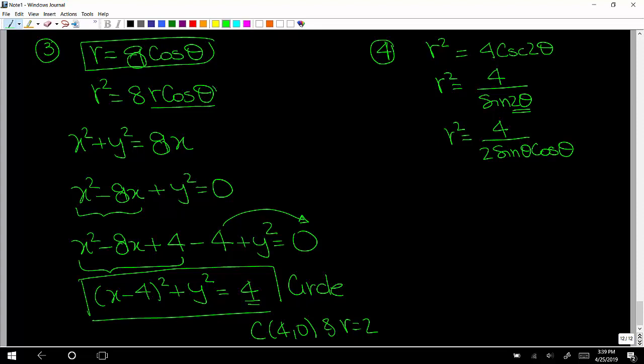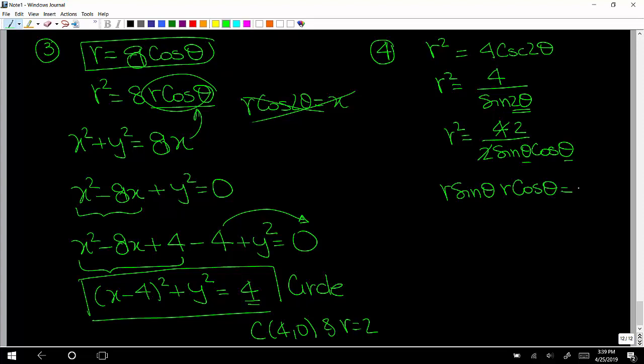You know that this is x. It's not r of cosine of 2 theta is x. That's not what it is. Okay, so we always want to change those double angles to single angles right away. I'm going to cross multiply and I'm going to reduce this. So I get r sine theta times r cosine theta is equal to 2.